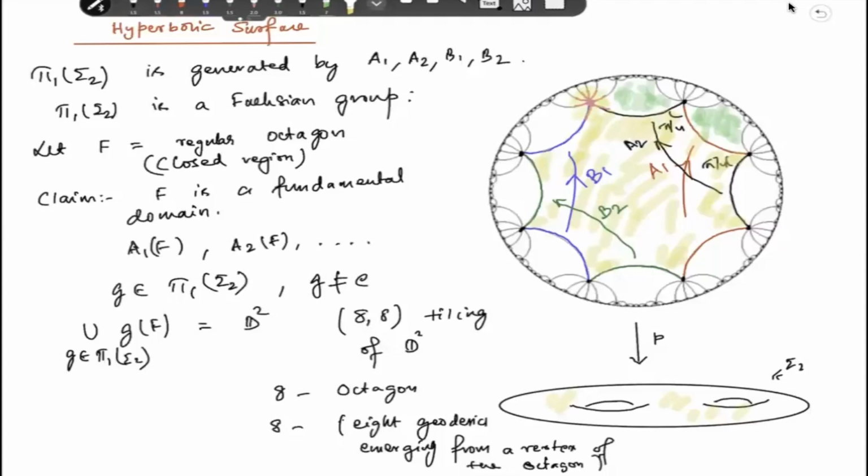And also note that this F is a fundamental domain. Why? First of all, the union of all these gF is equal to this unit disk. And now if I take any point here, let us call this point x, and if I apply some Ai or some product of these A1, A2, B1, B2, it will land in some other octagon. So this point will be my gx.